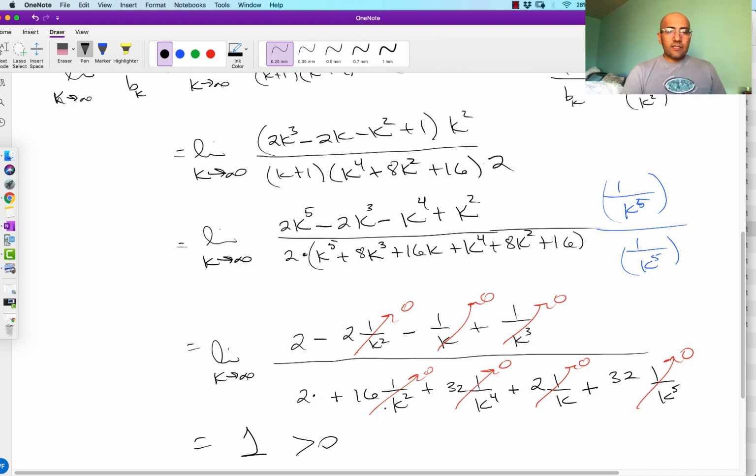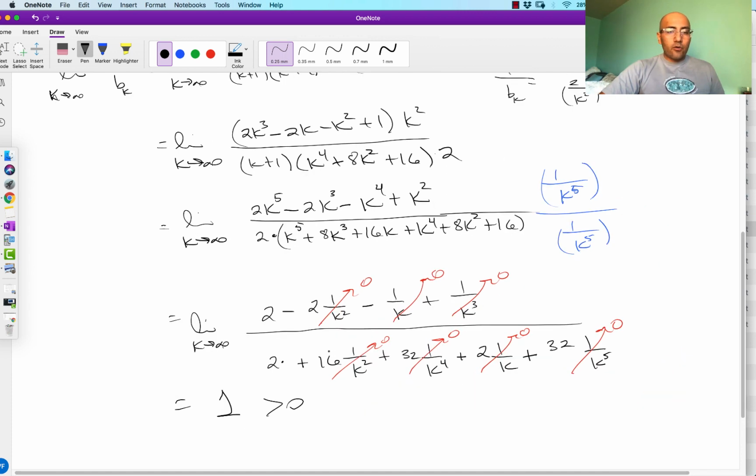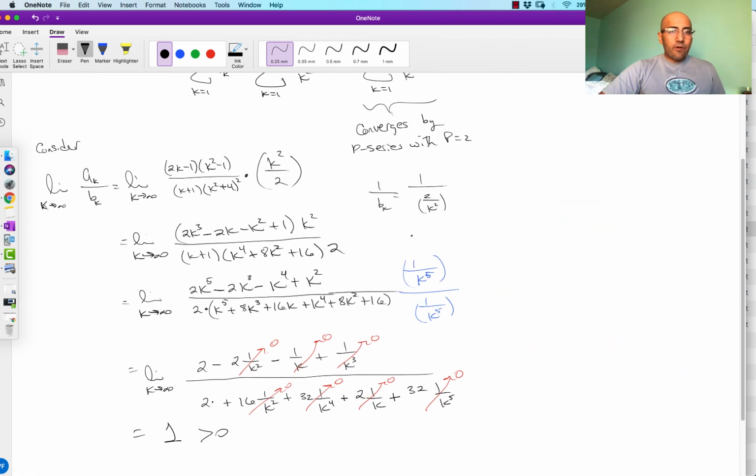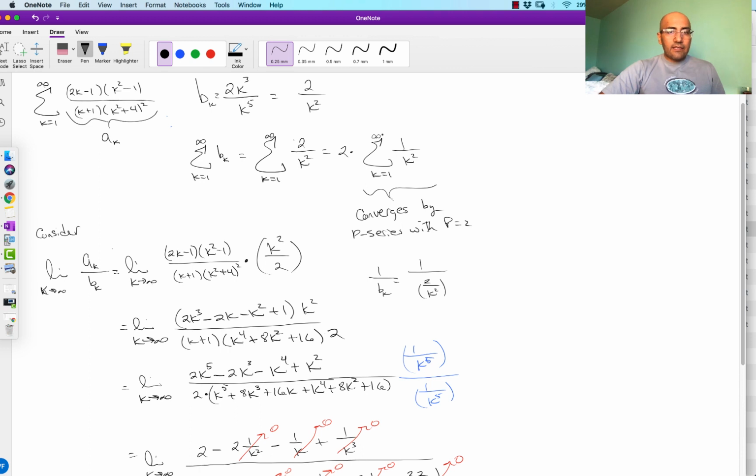By the limit comparison test, it must mean that both of these behave in the same way. They either both converge or they both diverge. And we've already established that this one is going to converge. Therefore, by the limit comparison test, we've established that this one also converges.